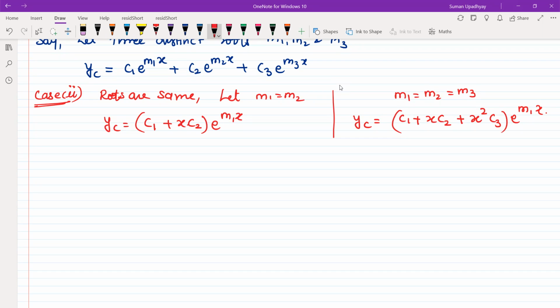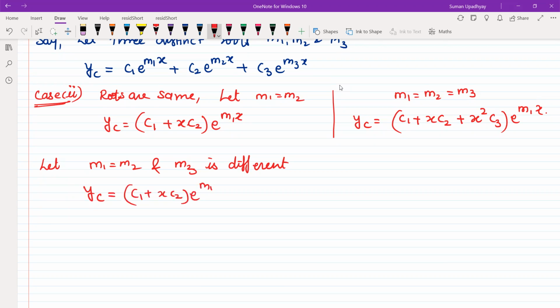Now I'm giving you one case. You tell me in that case what will be the formula for YC. Suppose there are three roots among which two roots are same and the third root is distinct. Then tell me YC का formula क्या हो जाएगा? Okay, there are three roots, out of which two are same and the third one is different. मैम, जो सेम है उसके लिए (C1 + x C2) e^(m1 x), then plus C3 e^(m3 x). Yes, ma'am, absolutely right.